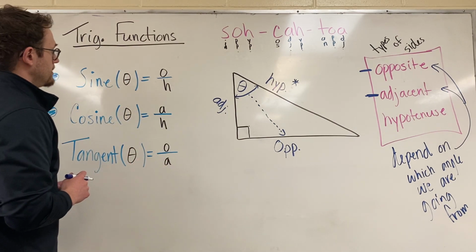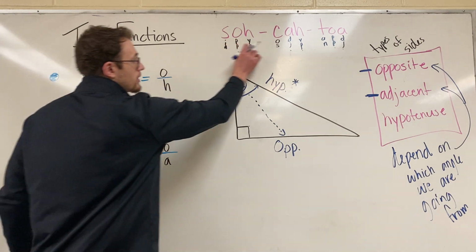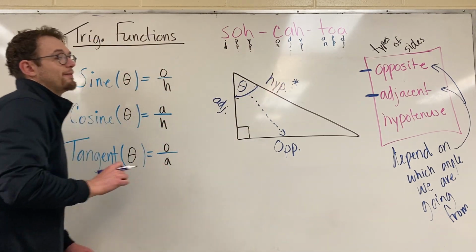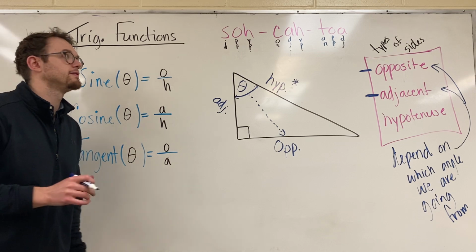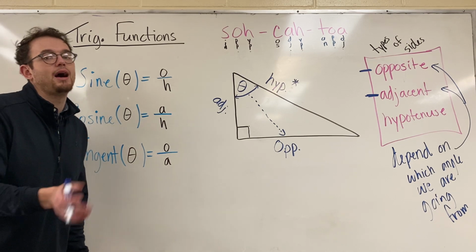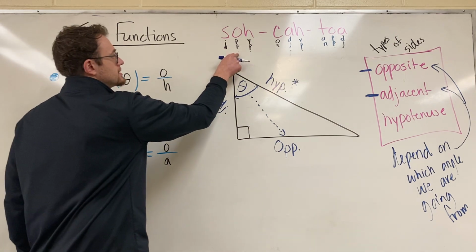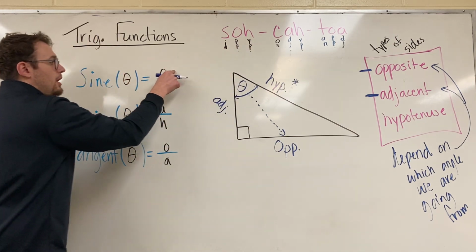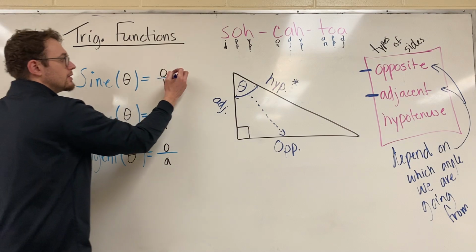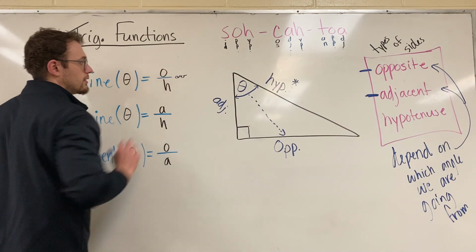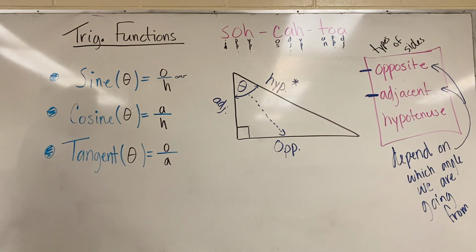So that's where SOHCAHTOA comes in. If I give you a problem that says identify what sine of the angle would be, well, opposite over hypotenuse.